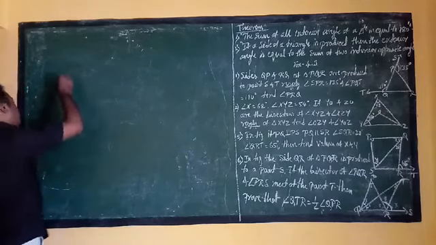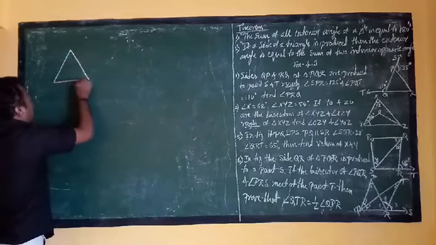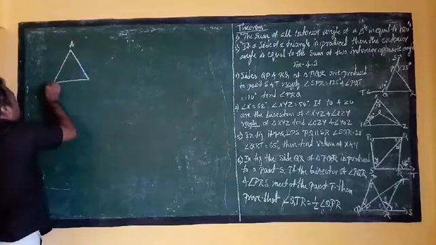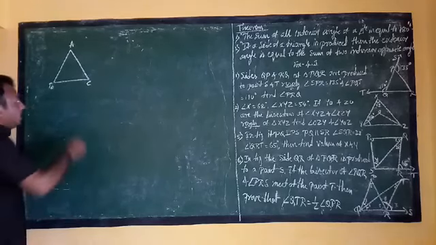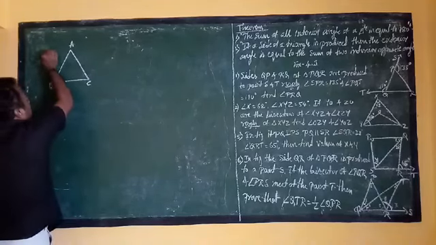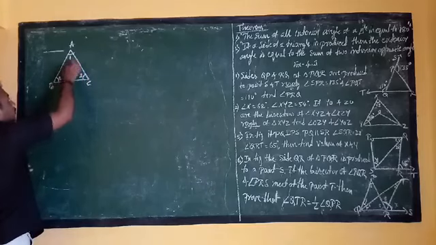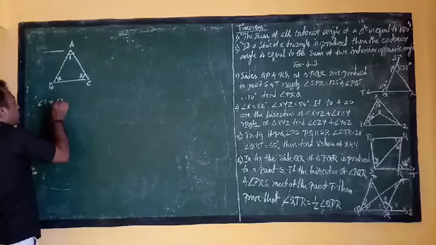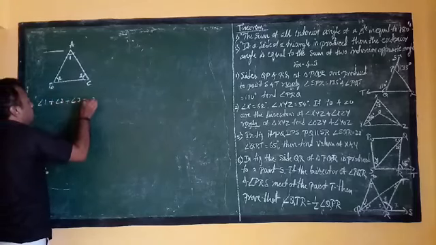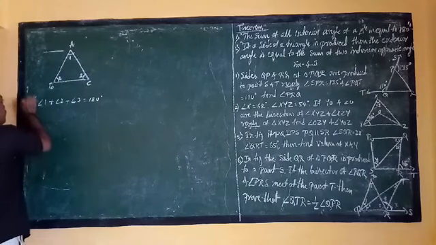See here, first I will draw the diagram. I will take ABC as a triangle. In that triangle, this is angle 1, this is angle 2, this is angle 3, correct? The sum of these interior angles equals 180 degrees. We want to prove angle 1 plus angle 2 plus angle 3 is equal to 180 degrees. This is what we have to prove.